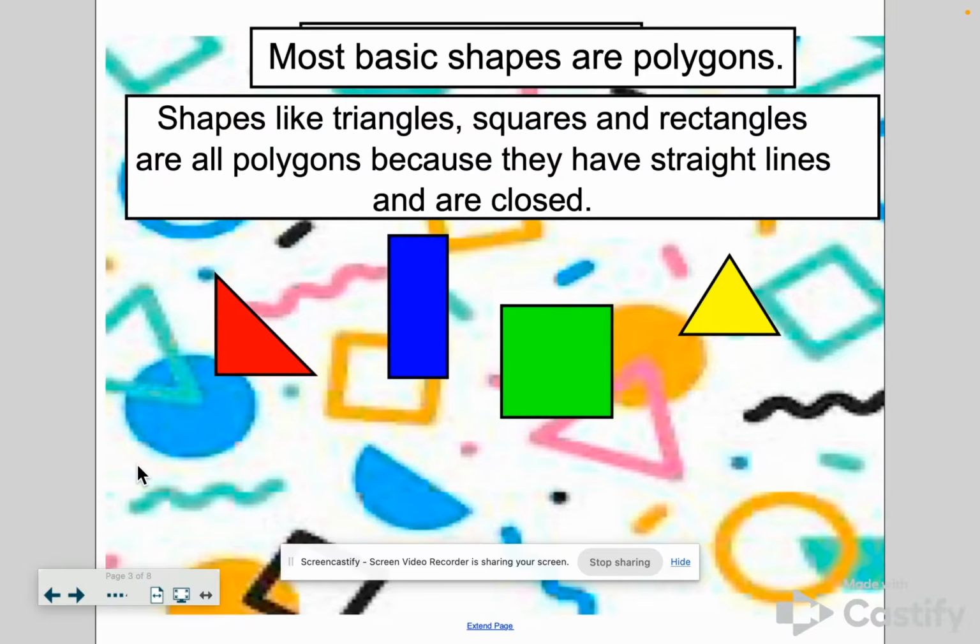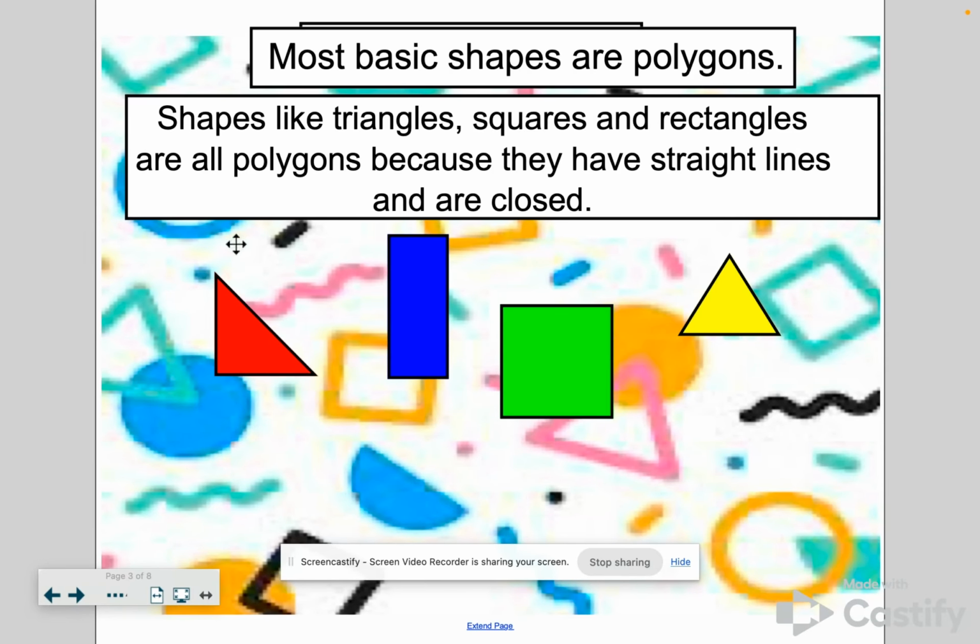Most basic shapes are polygons. So shapes like triangles, squares, and rectangles are all polygons because they all have straight sides and they're closed, which means there's no gap in any of the sides. So each of these shapes that you can see on the screen are made up of straight sides and they're all connected. You can trace around the entire shape without ever lifting your finger.